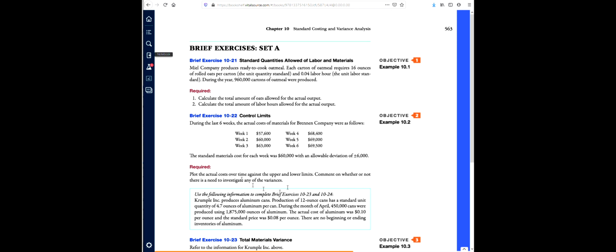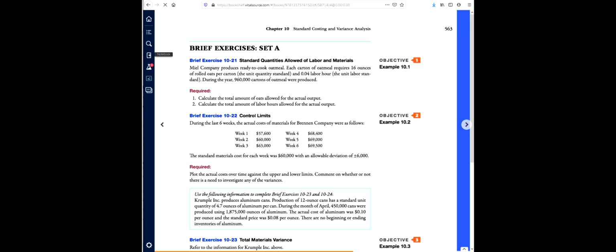So let's talk a little bit. We're going to look at brief exercise 10-22. Really not much work to do here, but we'll talk through it. It gives you, during the last 6 weeks, actual costs for Brennan Company, week by week for 6 weeks. And then it gives you the standard materials cost for each week is $60,000, with an allowable deviation of plus or minus $6,000.